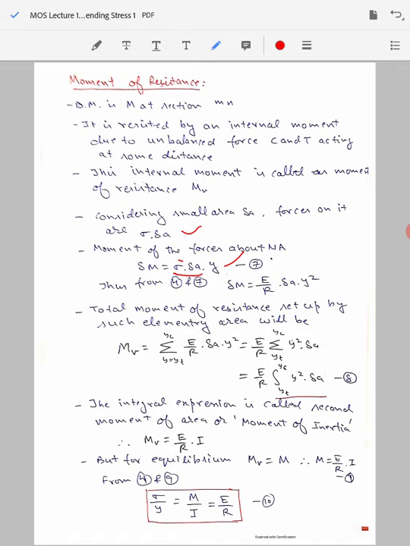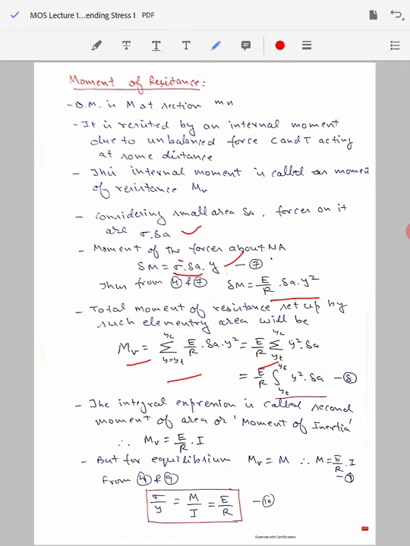Now, as we know, sigma was given by E by R into y, which we just derived, so I can substitute E by R into y here. What I get is delta M is equal to E by R times delta A times y squared. Now to calculate the total moment of resistance, I need to sum up all the strips from the bottom to the top fiber. So MR will be equal to the sum from y equal to yt to yc of E by R delta A y squared. I bring E by R outside, so what remains is E by R times the summation from yt to yc of y squared delta A.